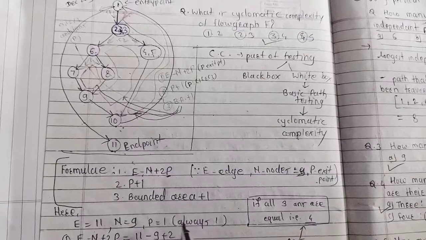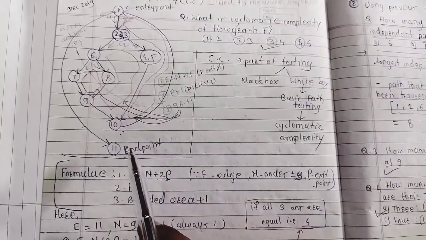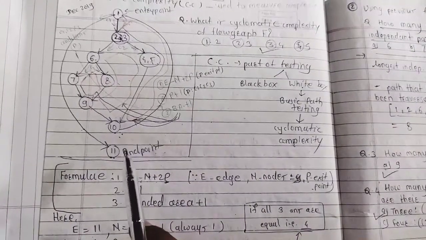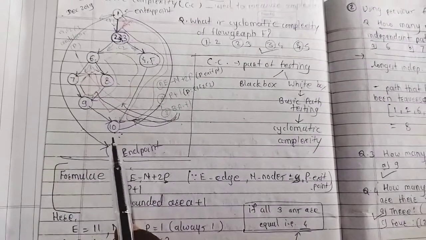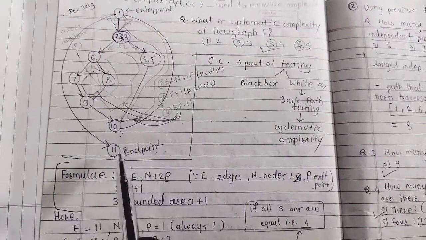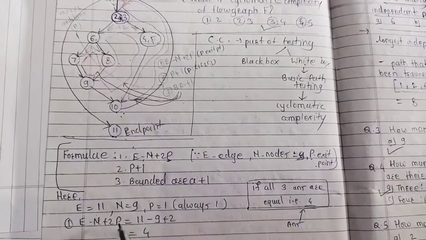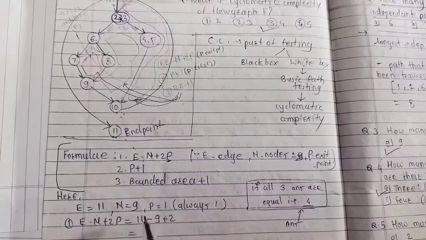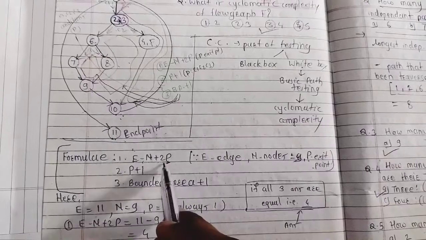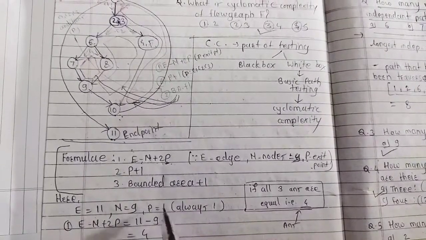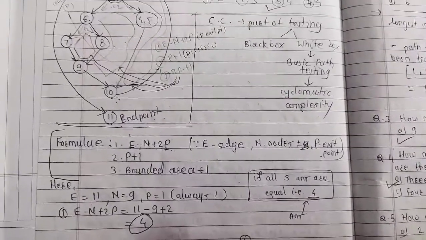Now p is always equal to 1. In this formula, p is the exit point, and a flow graph always has only one end point. This is a path, and in a path there is one entry point and one exit point. So p is always 1. Now put the values in the formula. E minus n plus 2p is equal to 11 edges minus 9 nodes plus 2 into 1, that is 2. The answer is 4. The first formula's answer is equal to 4.